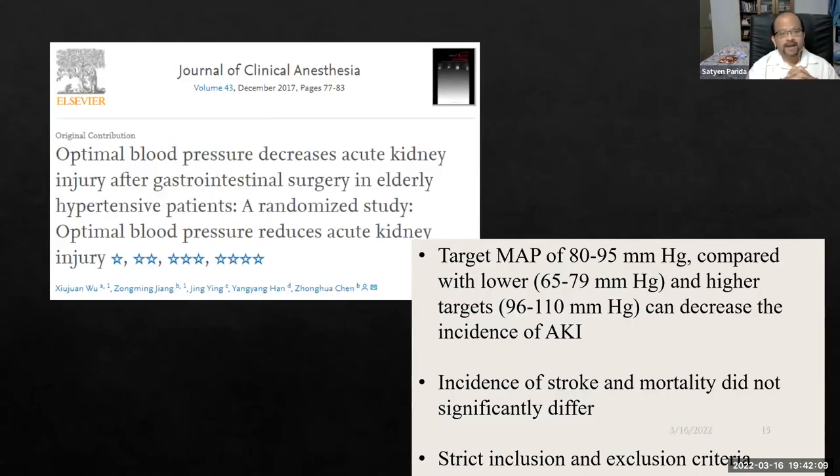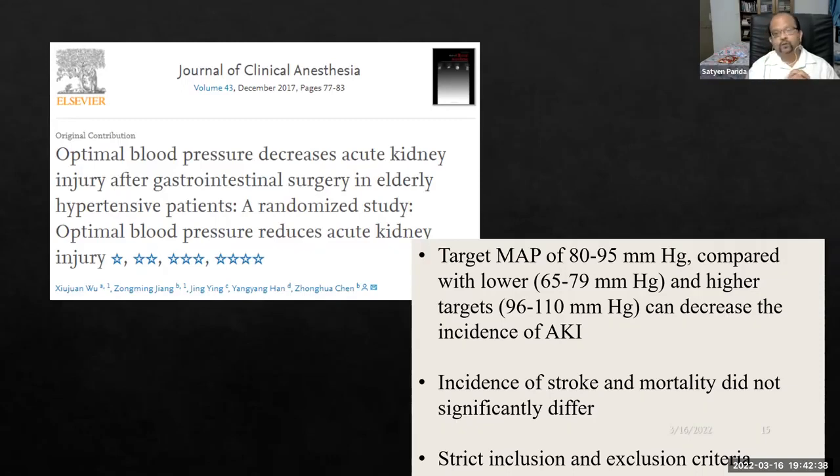Let us come to some randomized controlled trials then. And this is one such trial which randomized elderly chronic hypertensives into three target mean arterial pressure ranges of 65 to 79 millimeters of mercury, 80 to 95 millimeters of mercury, and 96 to 110 millimeters of mercury. The subjects in this study were all undergoing major abdominal surgical procedures.